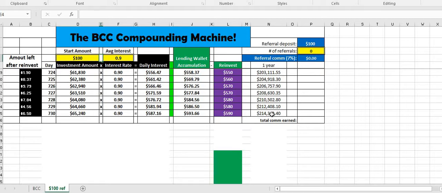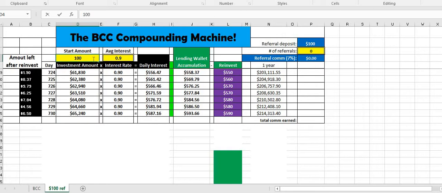But you've generated $214,000, $313.40, $214,000 in income from commission from your original $100 investment, simply by taking that $9 every day and reinvesting it back into something that's going to pay you 0.9% interest. Okay, does that make sense?